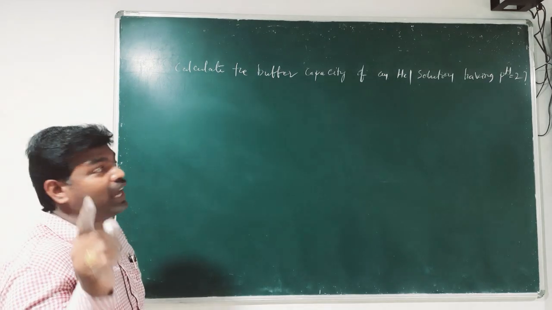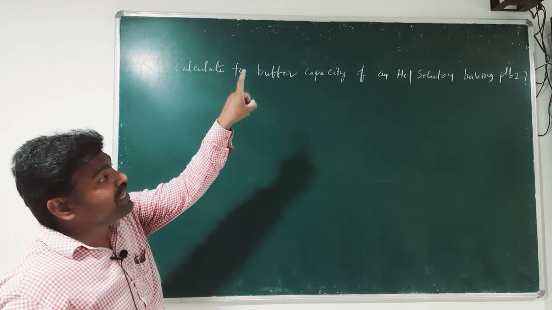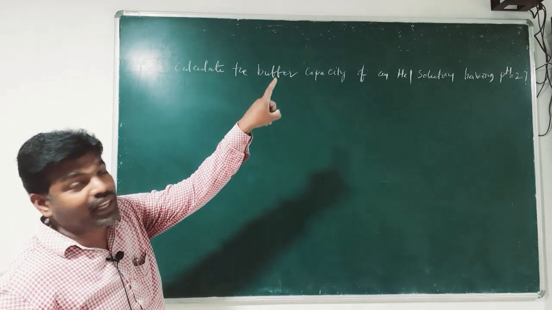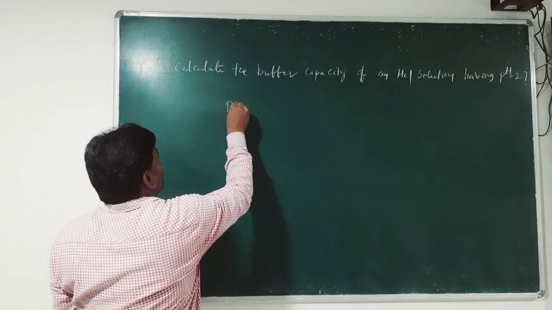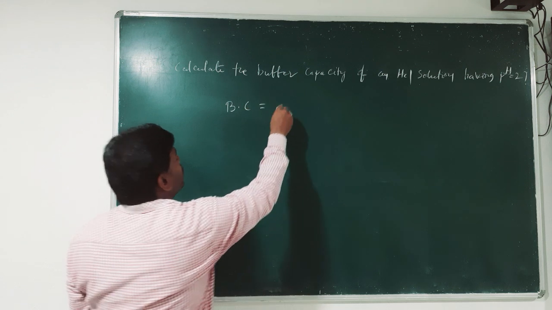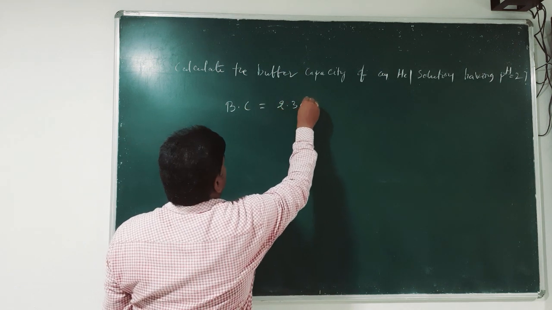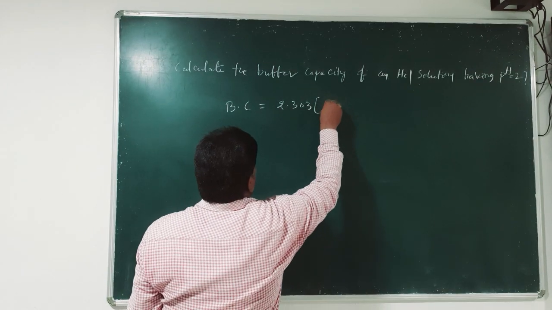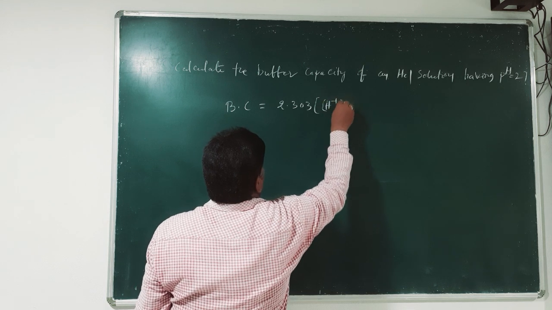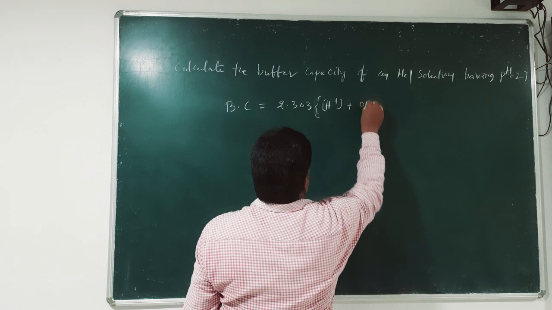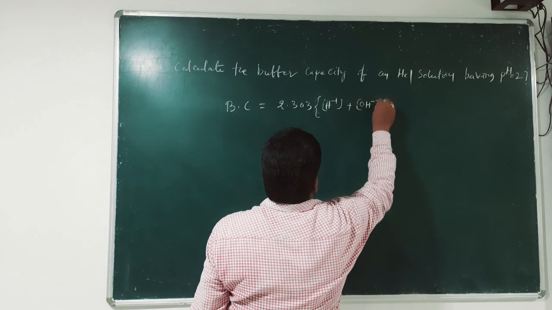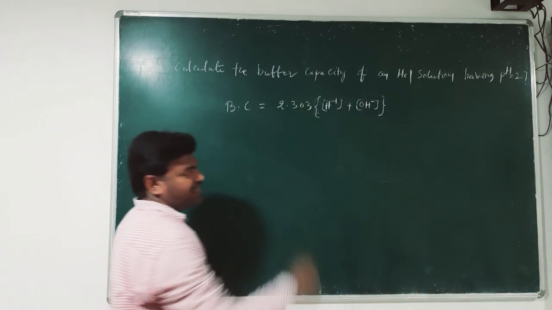When they ask to calculate the buffer capacity of a strong acid solution at a given pH, the formula is: buffer capacity is equal to 2.303 into the concentration of H plus ions plus the concentration of OH minus ions.